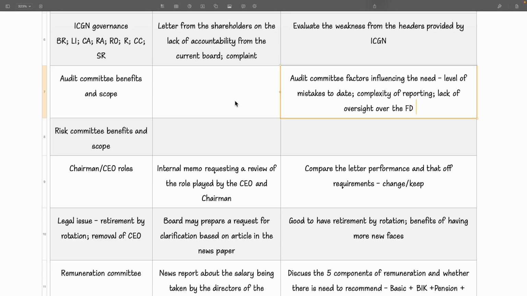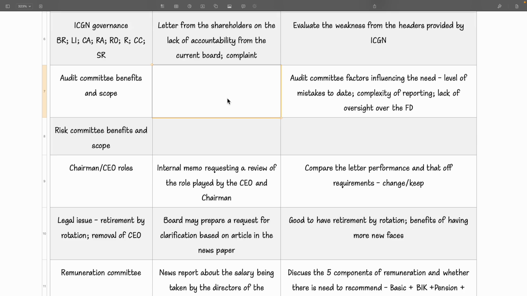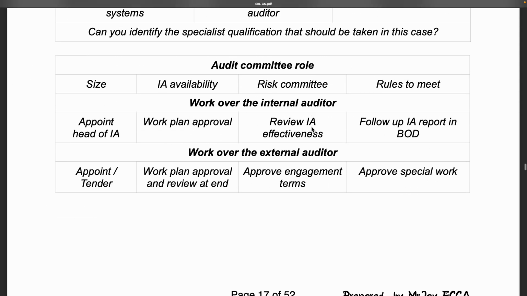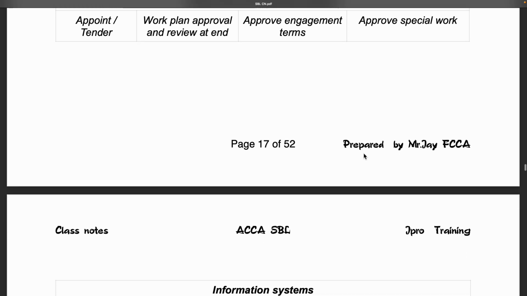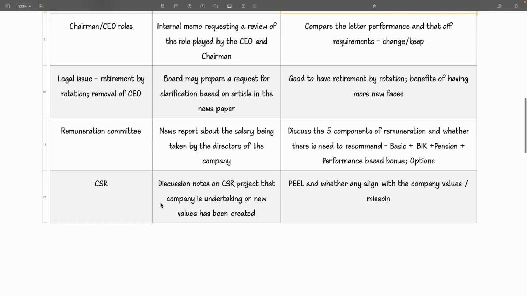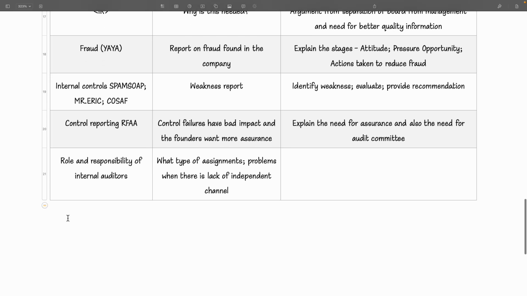Okay, that should cover that part. Okay, audit committee, what's their role and all that? What do they do, benefit? Okay, then you might be asked about information system. What are the quality of information system? So you may be asked for information on quality of information system.